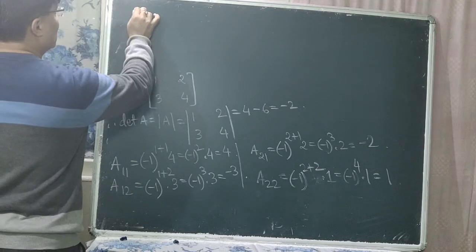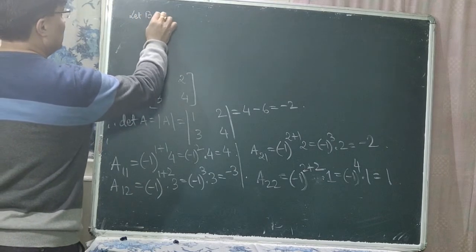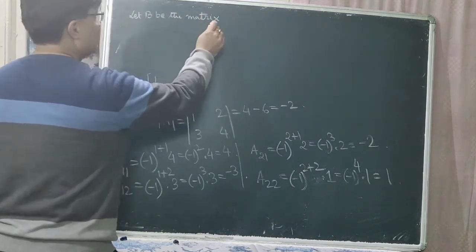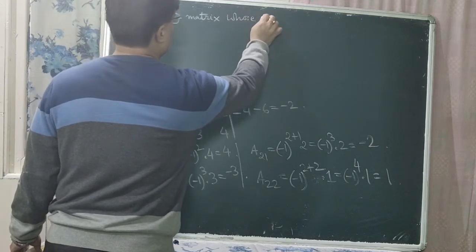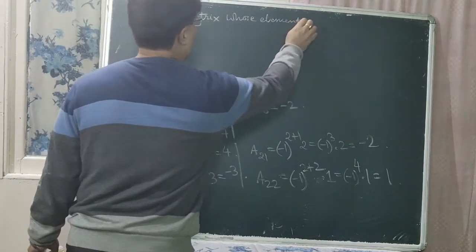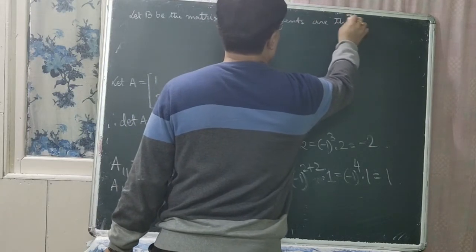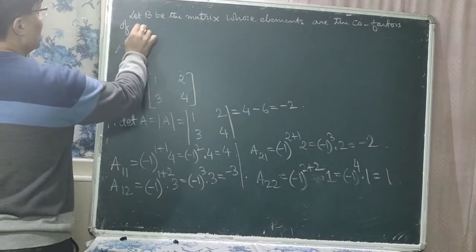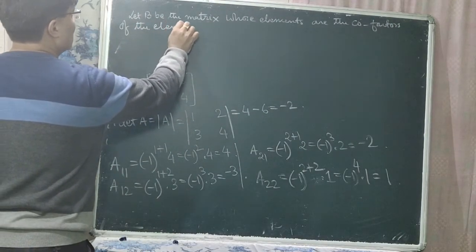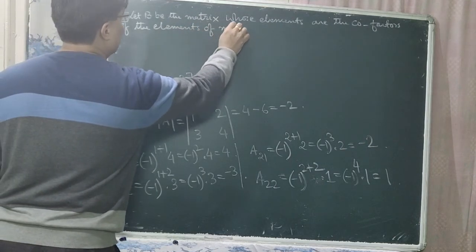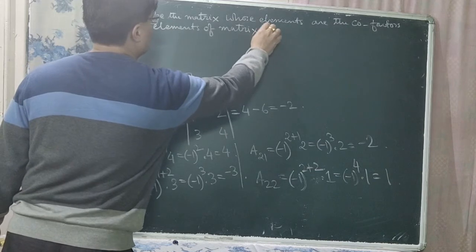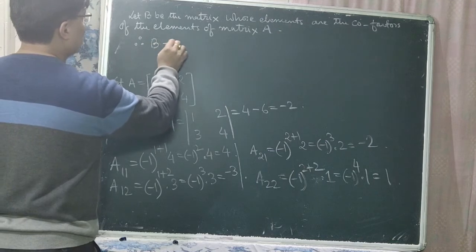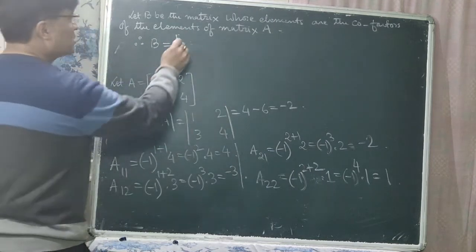So next one is, let capital B be the matrix whose elements are the cofactors of the elements of matrix A, right? So therefore, what is capital B equal to?